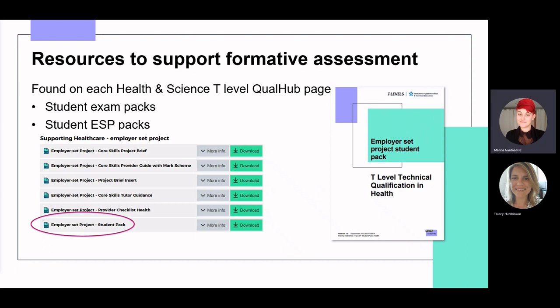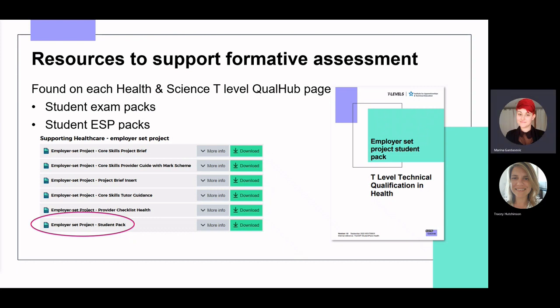Additionally, we've also recently released the student packs. So these are pathway specific packs. There's an exam pack and an ESP pack for each pathway. And you can find these on the Qual Hub page for each of the pathways. Just scroll down in the support materials. Here we're showing the employer set project student pack. So this pack contains loads of activities that you could do with your students. You can either set them these activities to do at home in the holidays, and then you assess them in class or do peer marking and feedback to help you with tracking, again, that formative assessment.